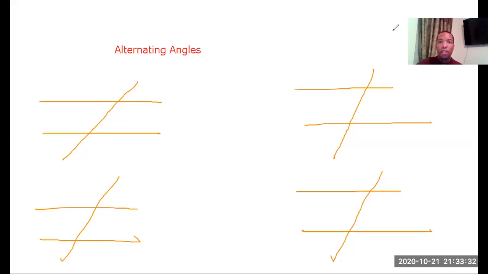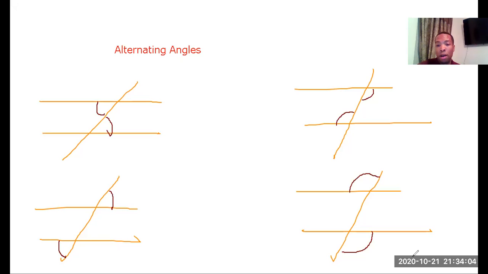And then one of the last angles we're looking at is called alternating angles. So if I have an angle here, then it's equal to that angle there. This angle right here is also equal to this angle right here. This angle right here is equal to that angle right there. And this angle right there is equal to this angle right here. If you realize, they're in the same position, just flopped around.